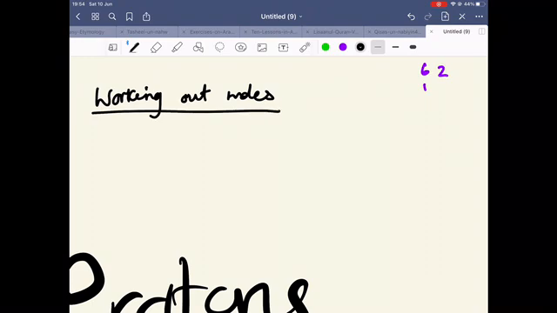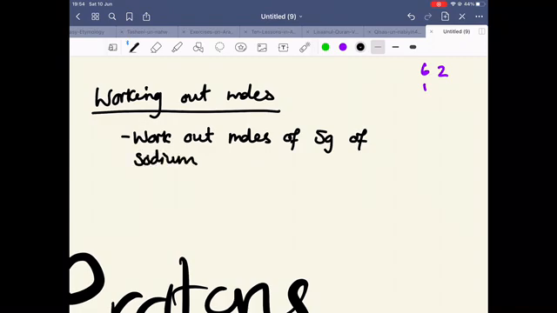Okay, to work out moles, you need to know the equation. Moles equals mass divided by Mr. Now, Mr just stands for the relative formula mass that we've just been working out. So, let's look at an example: work out the moles of 5 grams of sodium.